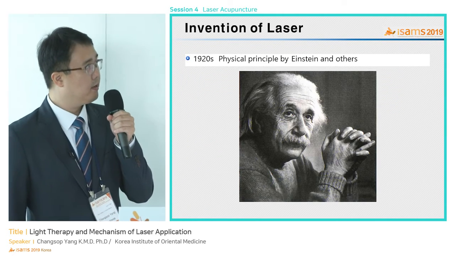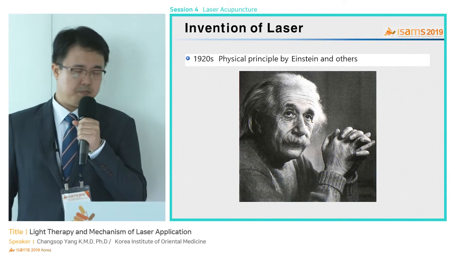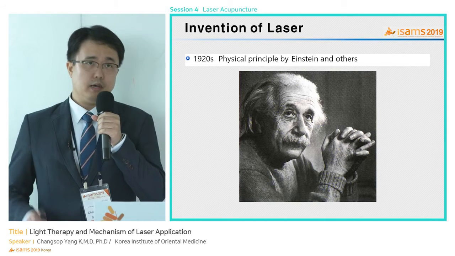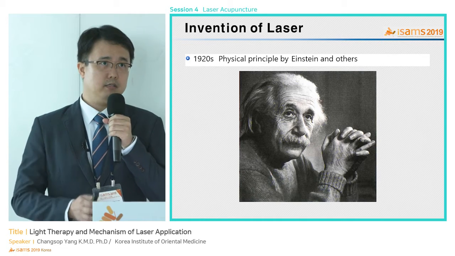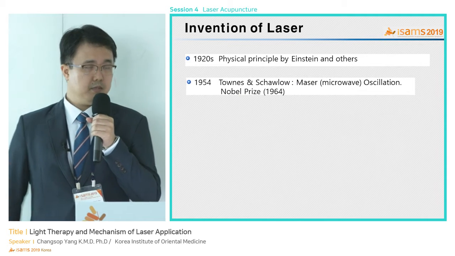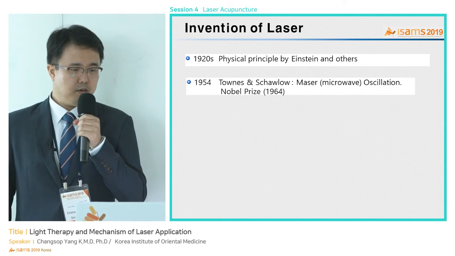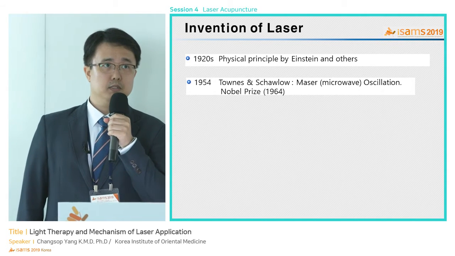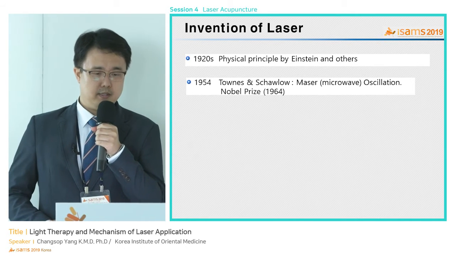A famous man, Albert Einstein, is a very important person in the history of lasers, because every laser adapted his theory to make laser light. And in the middle of the 1950s, Charles Townes made the first form of laser, which is called a maser because it's not made of more light, but microwave light.